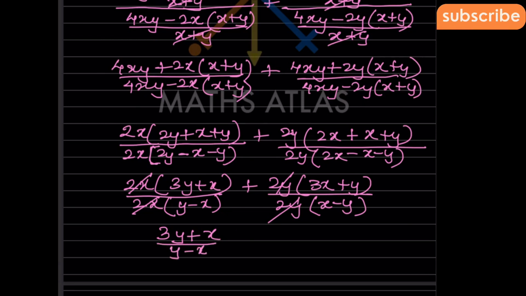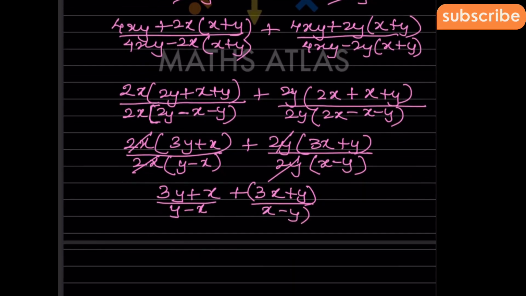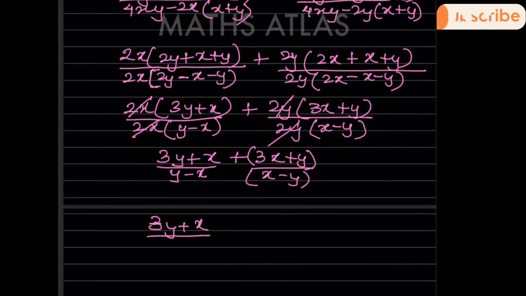And here what will you get? Plus 3x plus y divided by x minus y. So now look at here. Now what you can see, this is y minus x and this is x minus y. So we can do one thing, we can take minus common over here. So how will you write this one? Let us write this numerator as it is, and we are going to take minus. So you will get in the bracket x minus y.